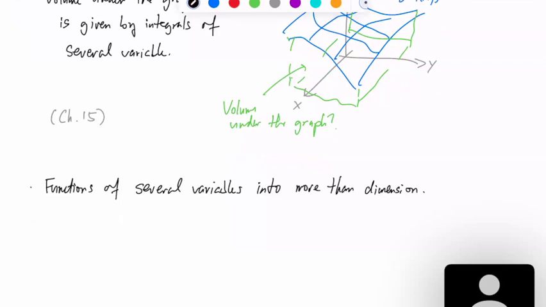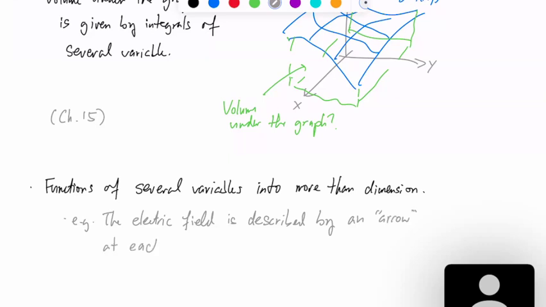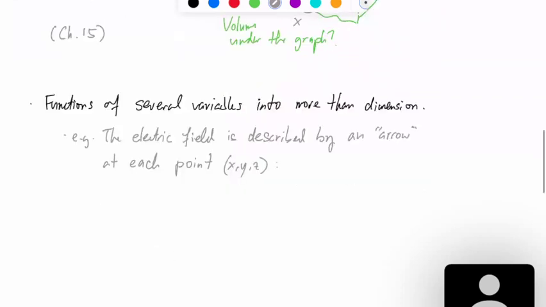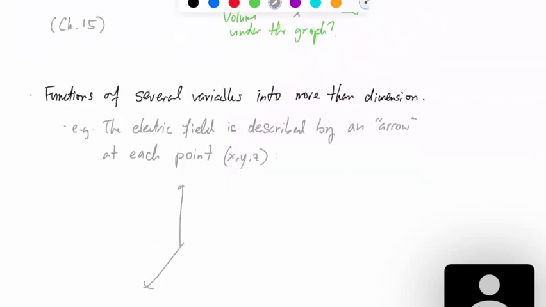So for example, the prototypical example of this is maybe a vector field. The electric field is described by an arrow at each point of space x, y, z. So if I model my space with coordinates x, y, z, then at every single point of fixed coordinates, I will assign an arrow. For those of you who've taken physics, this is a vector.